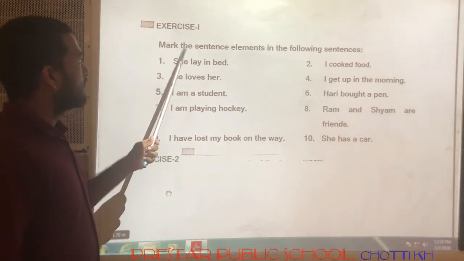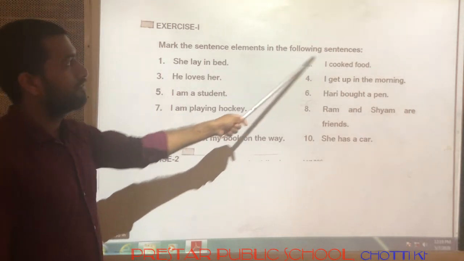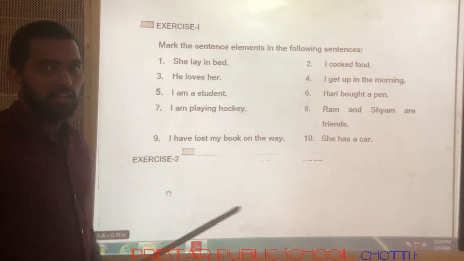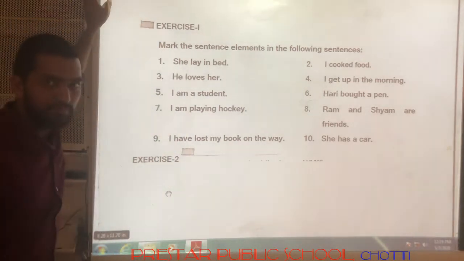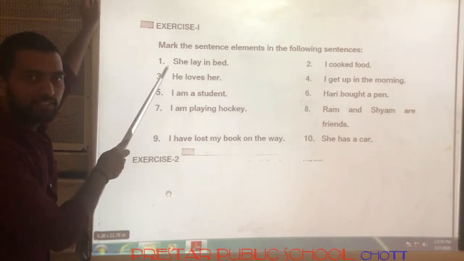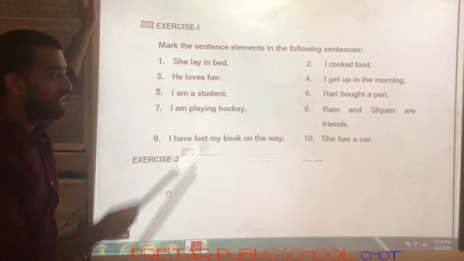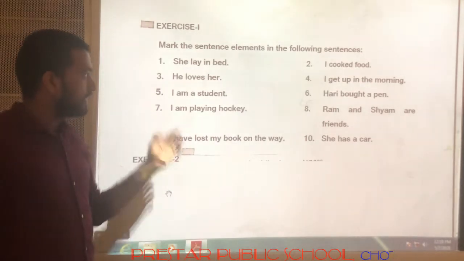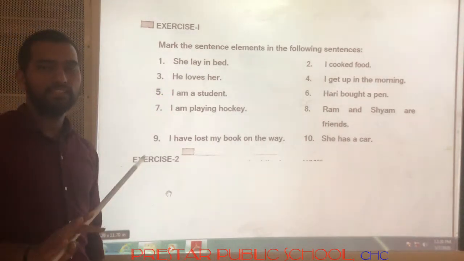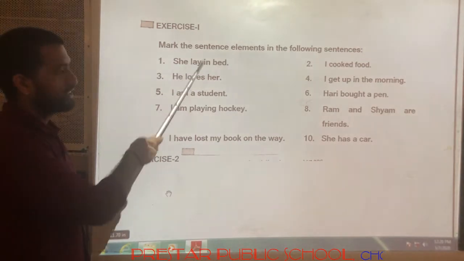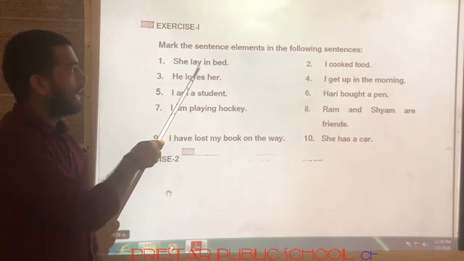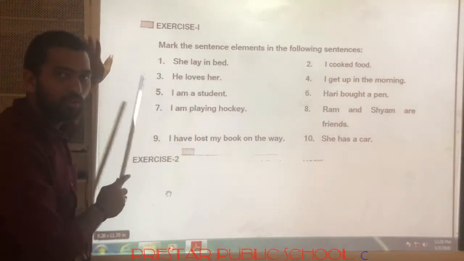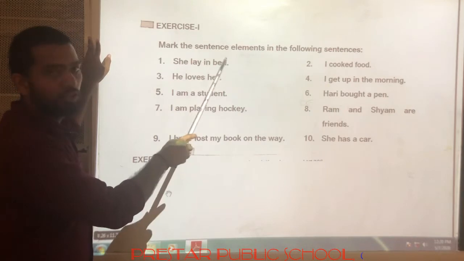See, mark the sentence elements in the following sentences. First one, she lay in bed. Here, who is doing an action? She. So this is the subject. And what is the action going on? Laying means sleeping. She lay in a bed means she was sleeping in a bed. So this is an action, that is why this is called verb. And where she is laying, here is a place. So that is why this is an adverbial.